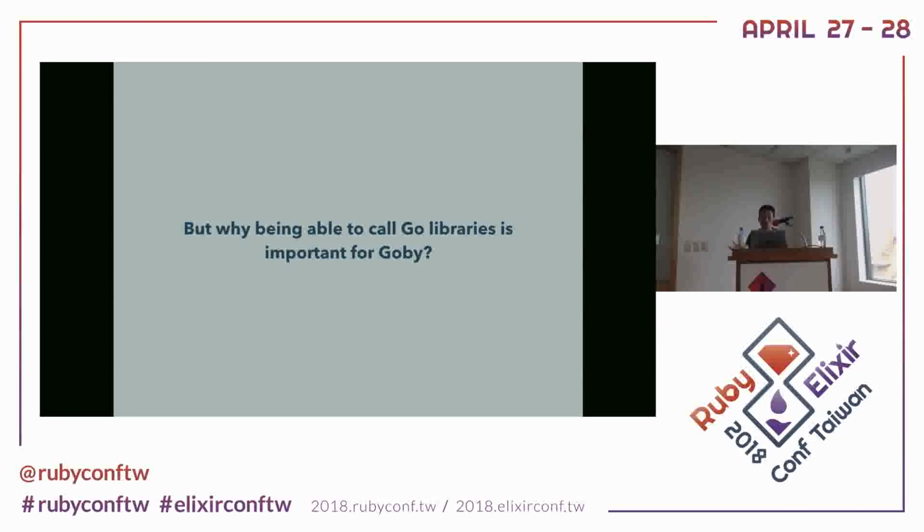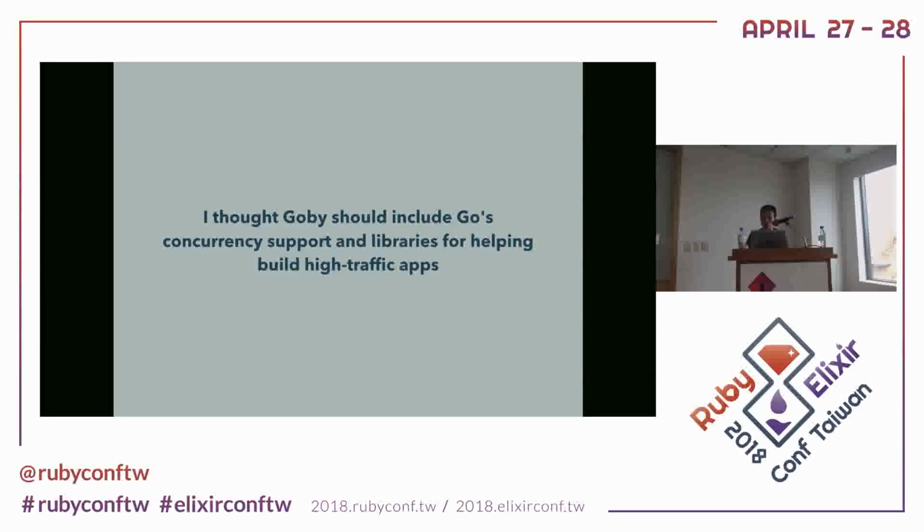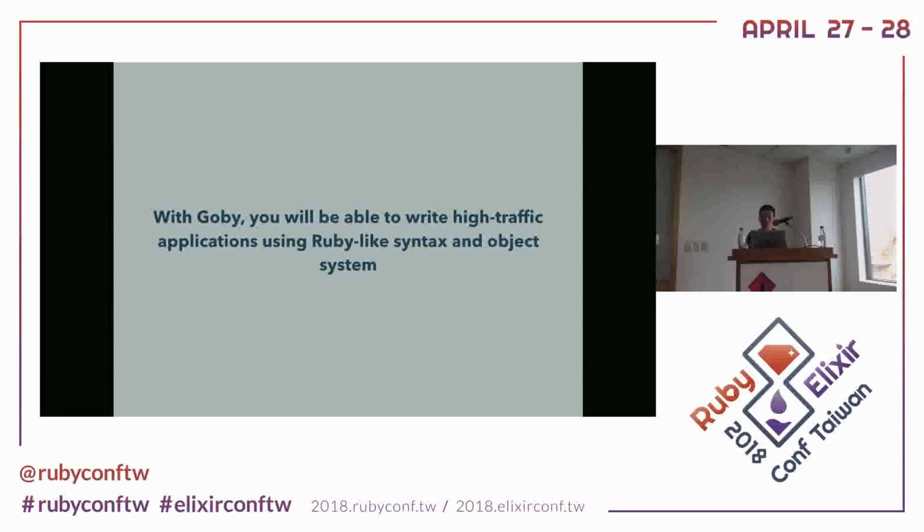But why is being able to call Go libraries important for Gobi? This is because I think Go is one of the most popular languages to write high traffic web applications. So I thought Gobi should include Go's concurrency support and libraries for helping build high traffic apps. So with Gobi, you will be able to write high traffic applications using Ruby-like syntax and object system, and of course the resources from Go packages.